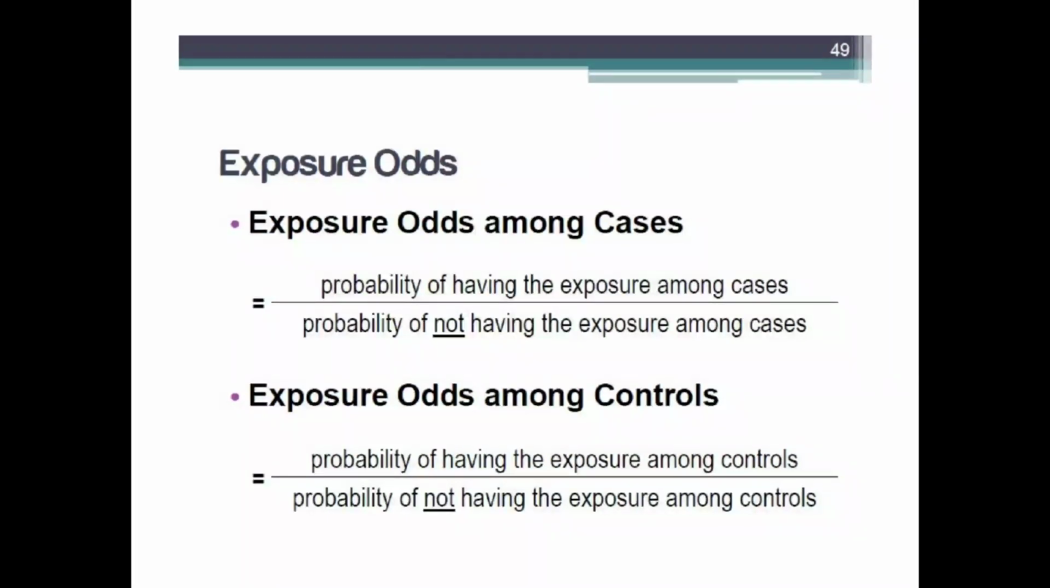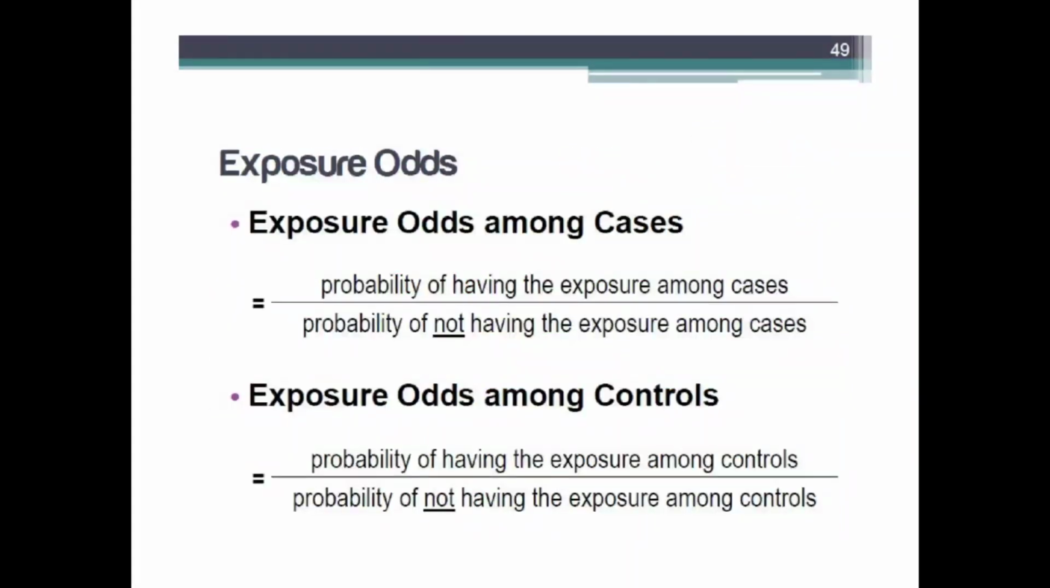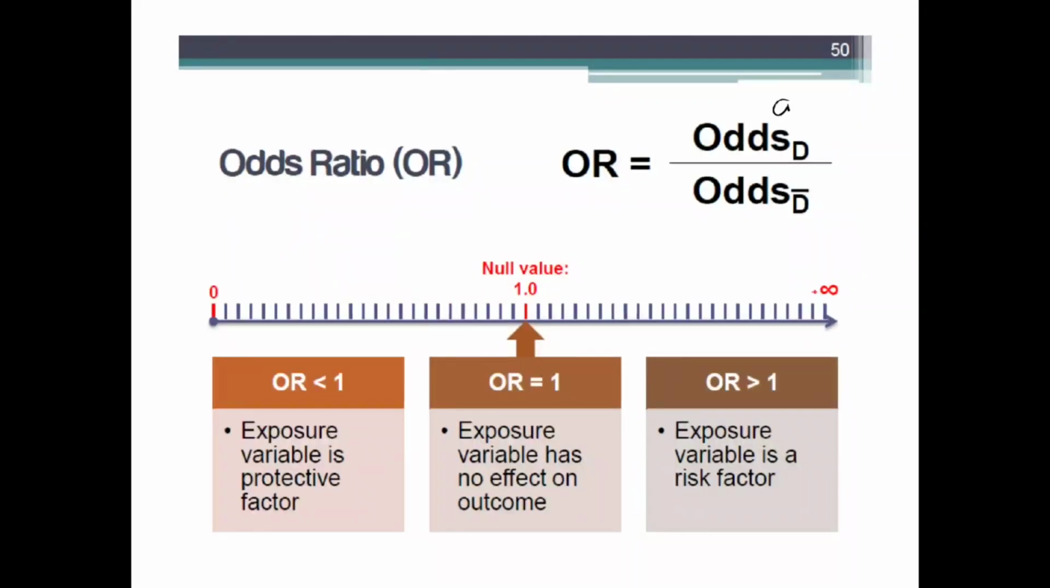Yan. Basahin nyo na lang kasi ulit-ulit lang naman siya. So, again, this is the interpretation for your odds ratio. Yung sa taas, that is your exposure among cases, and sa baba, among controls. Okay? So, pag the value is less than 1, the exposure variable is a protective factor.